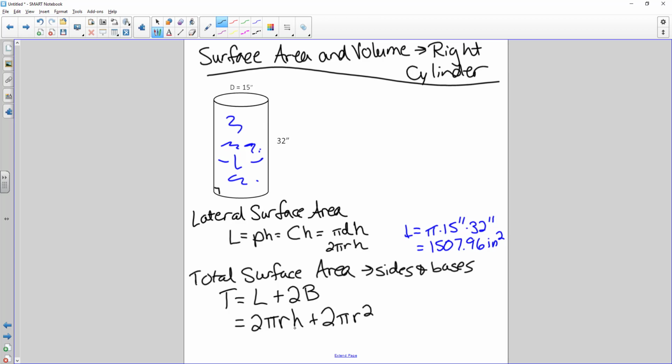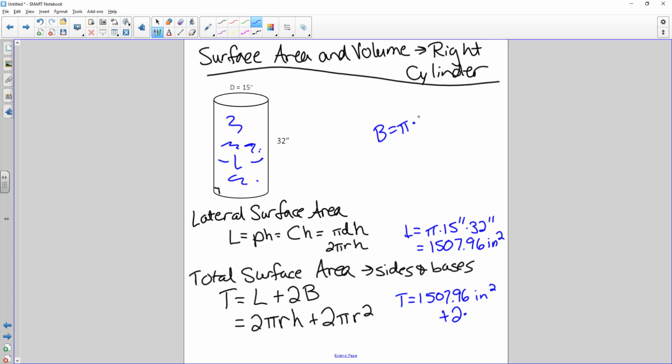So there's one version where we can just plug in the r and plug in the h. In our example, oh, not L, we're getting the total surface area now. To get the total surface area, I'm going to take what I already have, the 1507.96 inches squared, and add 2 times the area of the base. Now I'm going to go back up to the side and find the area of the base. You'll see why in a minute.